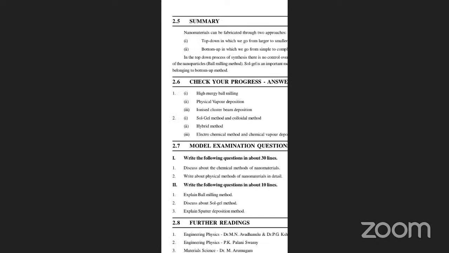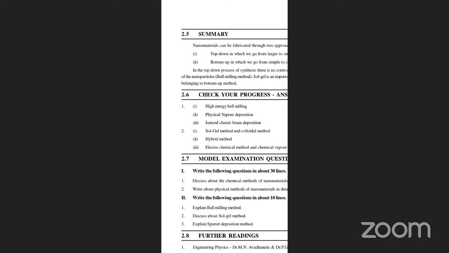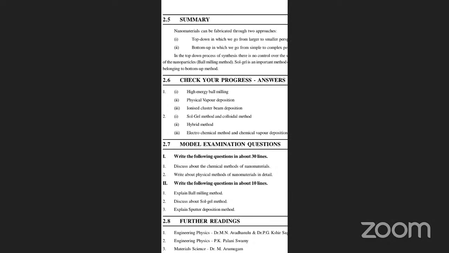Ball milling method and sol gel are important methods of nanoparticle synthesis, the sol gel belonging to the bottom-up methods. Next, high-energy ball milling, physical vapor deposition, ionized cluster beam deposition, sol gel method and colloidal method, hybrid method and electrochemical method, and chemical vapor deposition. All these are the different questions in this particular lesson.